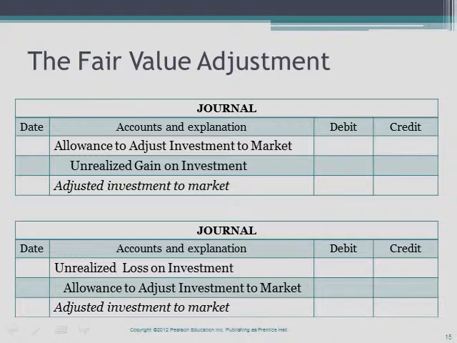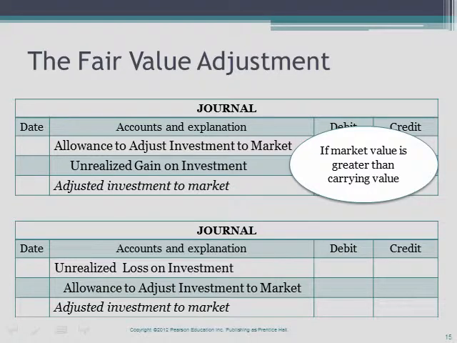GAAP requires that companies adjust their portfolios of available for sale securities to fair value as of the balance sheet date. The entry to adjust the investment account to market depends on whether the market value is greater than or less than the last carrying amount. If the market value is greater, allowance to adjust investments to market is debited and unrealized gain on investment is credited. If the market value is less, unrealized loss on investment is debited and the allowance to adjust investment to market is credited.